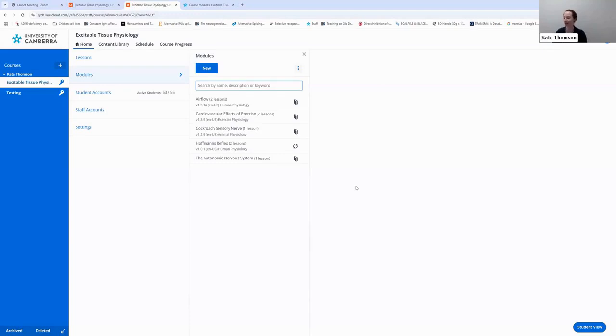So the unit we're currently working on is called Excitable Tissue Physiology. We have no role in naming this. Essentially it's the neurophysiology unit that we teach into our medical, biomedical, and general science courses at UC. We do a little bit of service teaching into the health faculty. A few of their students come across for this unit, but a lot of them have moved over to their own equivalent unit now. So this is a third year unit.